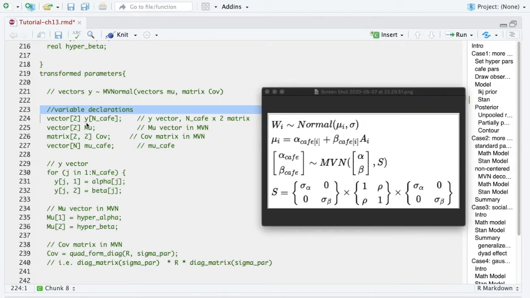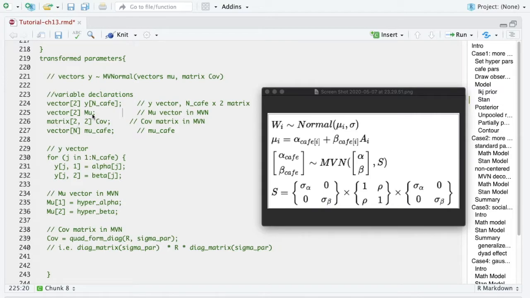The vector of y has rows the same as the number of cafes. For each row of y, there are two elements, alpha cafe and beta cafe, so it's a vector of 2. Mu is a vector of 2 formed by alpha bar and beta bar. This is a 2 by 2 matrix. Lastly, mu cafe is for this formula: we want to calculate the mean value for each cafe under different situations, like we do in the linear regression model, just calculating the mean value of our normal distribution.